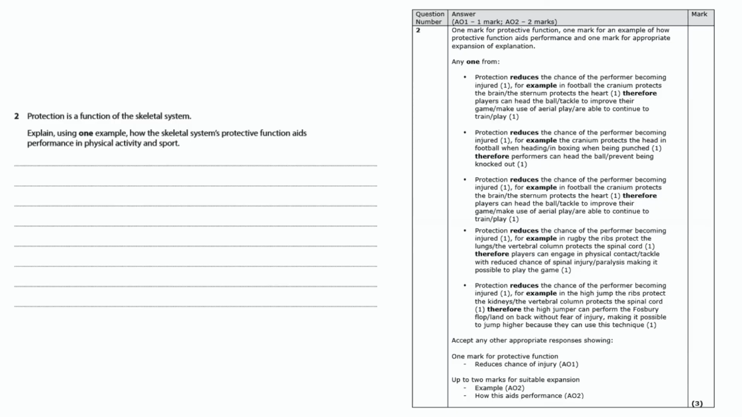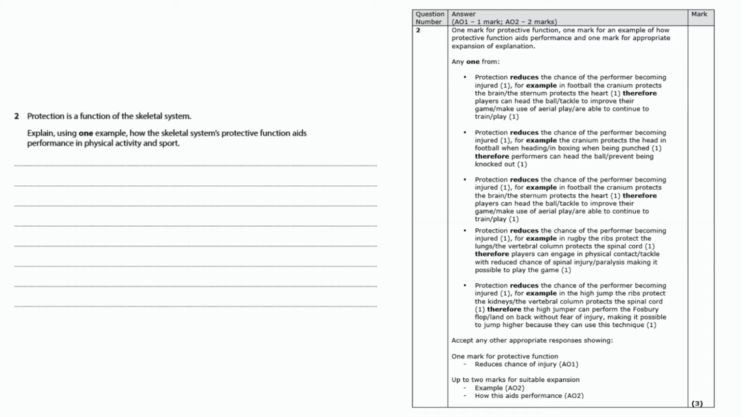The next question's a little bit trickier, and this links in with the first topic that you've studied, which was the skeletal system. Protection is a function of the skeletal system. Explain using one example how the skeletal system's protective function aids performance in physical activity and sport. So hopefully if we think back to that first topic, one of the functions of the skeletal system is protection, and we have to link that to flat bones.